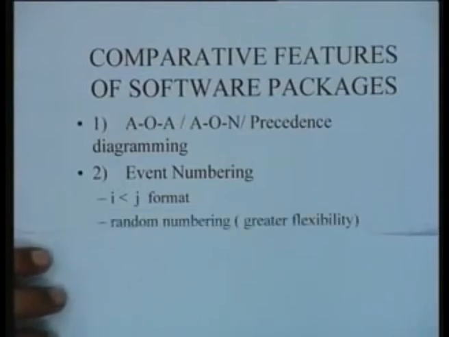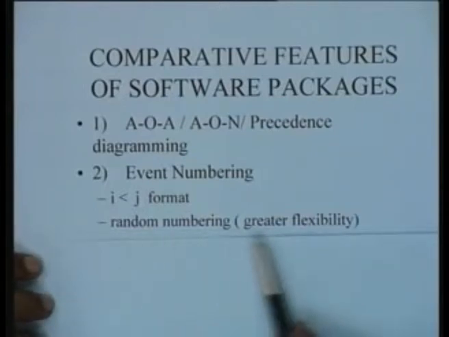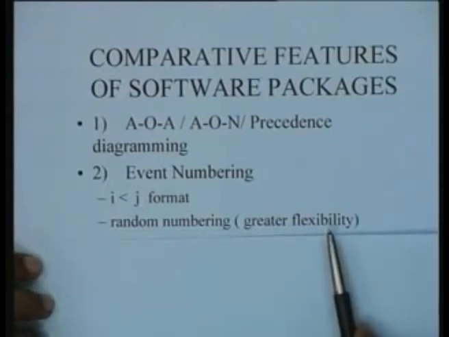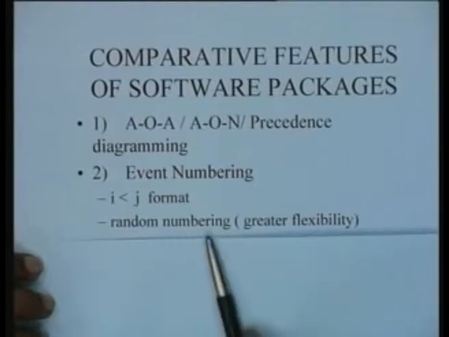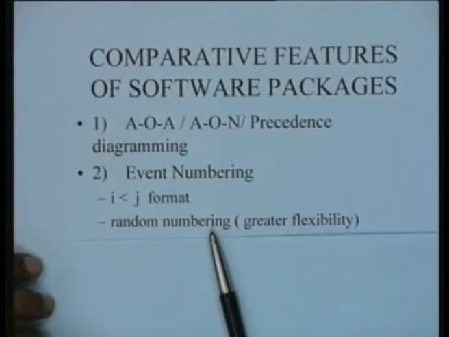However, it is not necessary that this be done. Some packages permit random numbering, and of course this gives you much greater flexibility. The greater flexibility comes from the fact that even if you have numbered a network and subsequently you want to insert some new activities with different numbers, you can, say if one activity is 10, 20, insert in between an activity 10, 15, 10, 16 and so on.